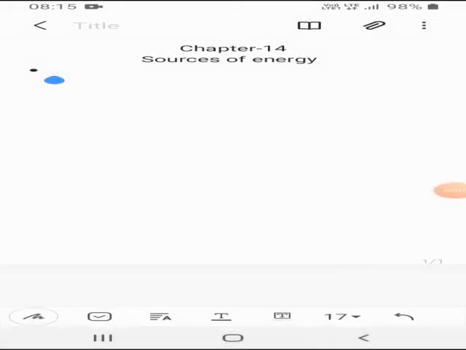I'm in Coaching Center. Today I'm going to explain your 10th standard science chapter 14, sources of energy.